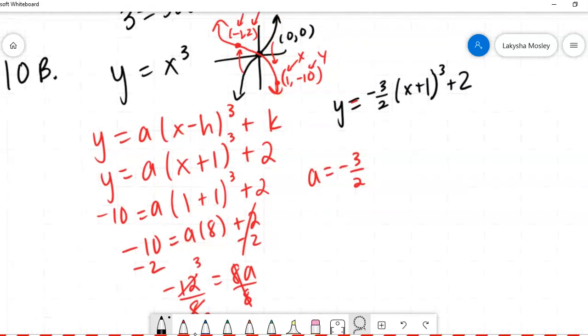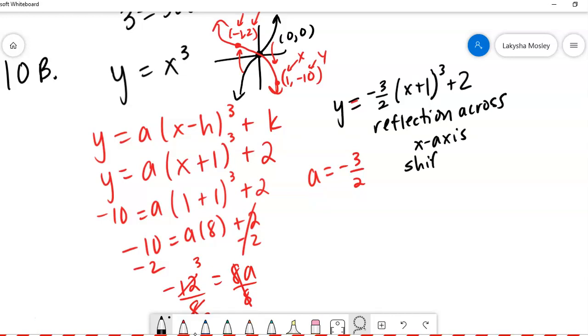And again, it has a reflection. So again, it reflected across the x-axis. It also shifted 1 left and then shifted 2 up. So those are all the things that happen.